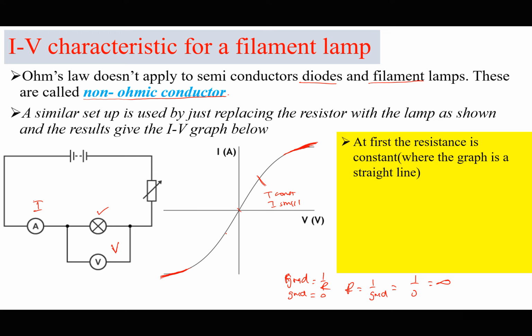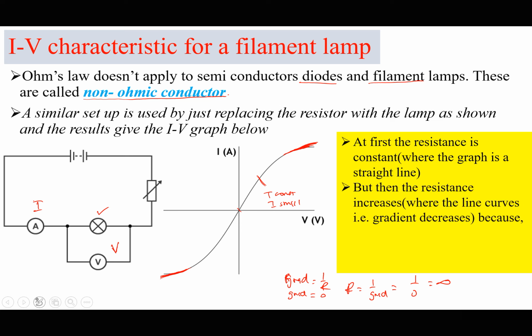So it appears as if it is a straight line. But for the filament lamp to light, it must be red hot, orange hot, and so on and so forth. So what is really happening is that the resistance is going to increase where the line becomes a curve. In other words, the gradient is actually decreasing.